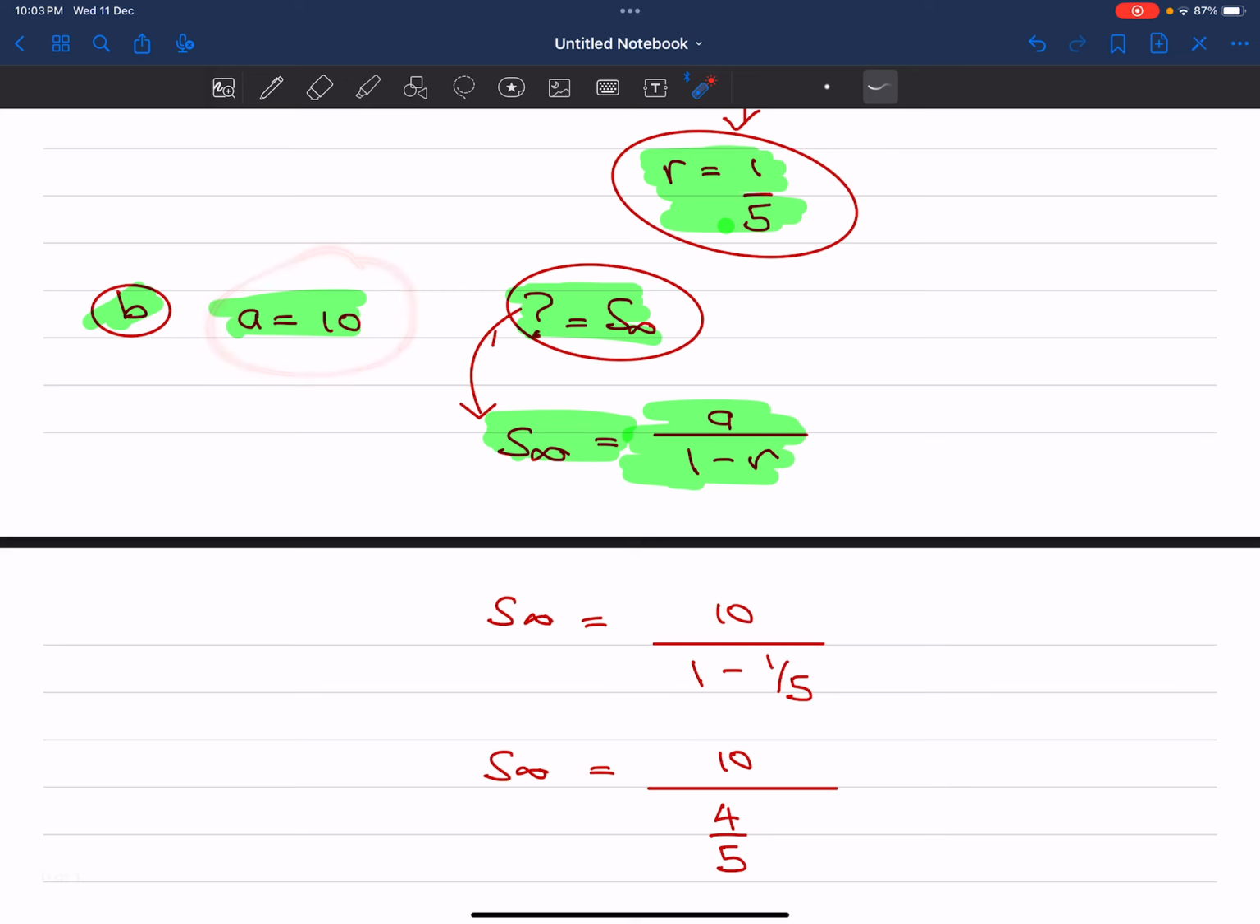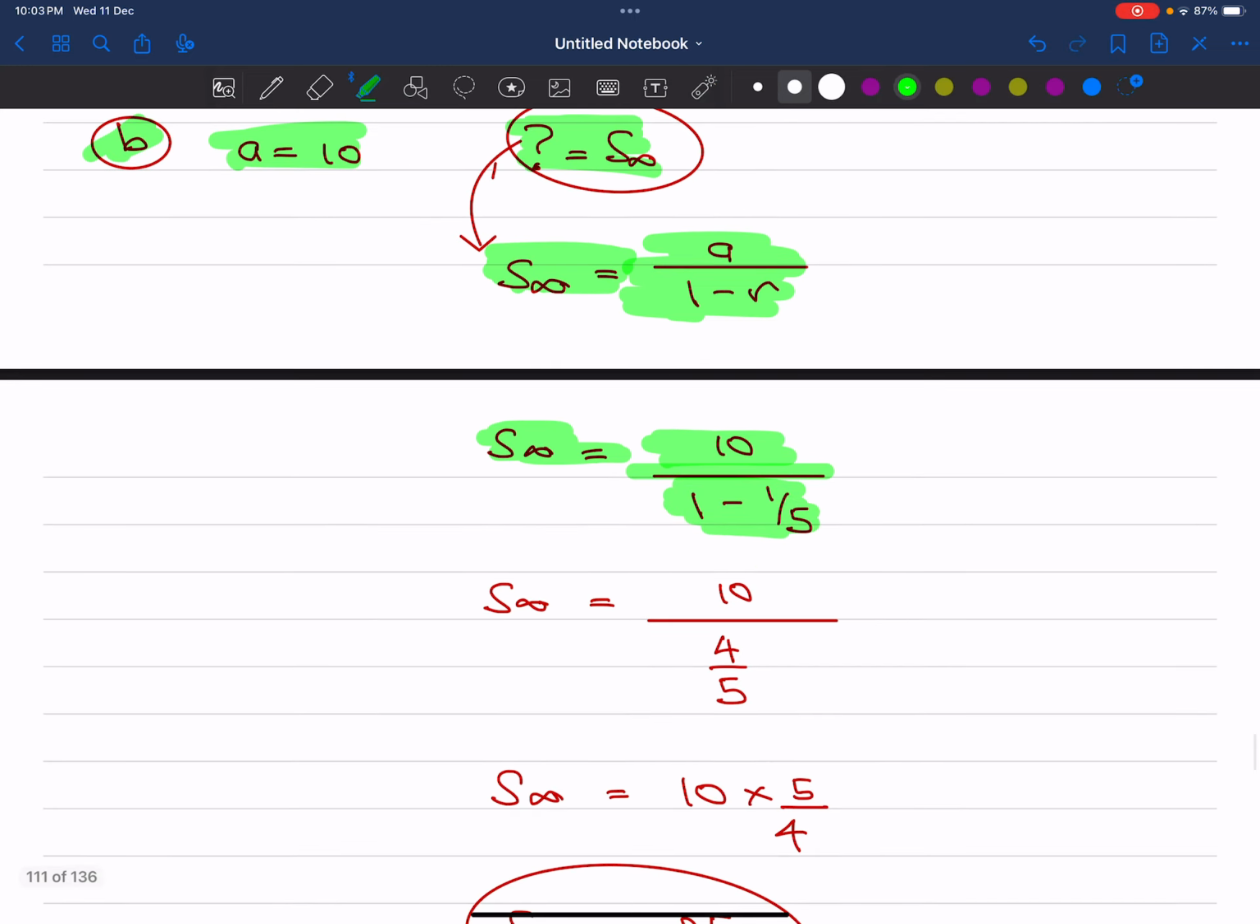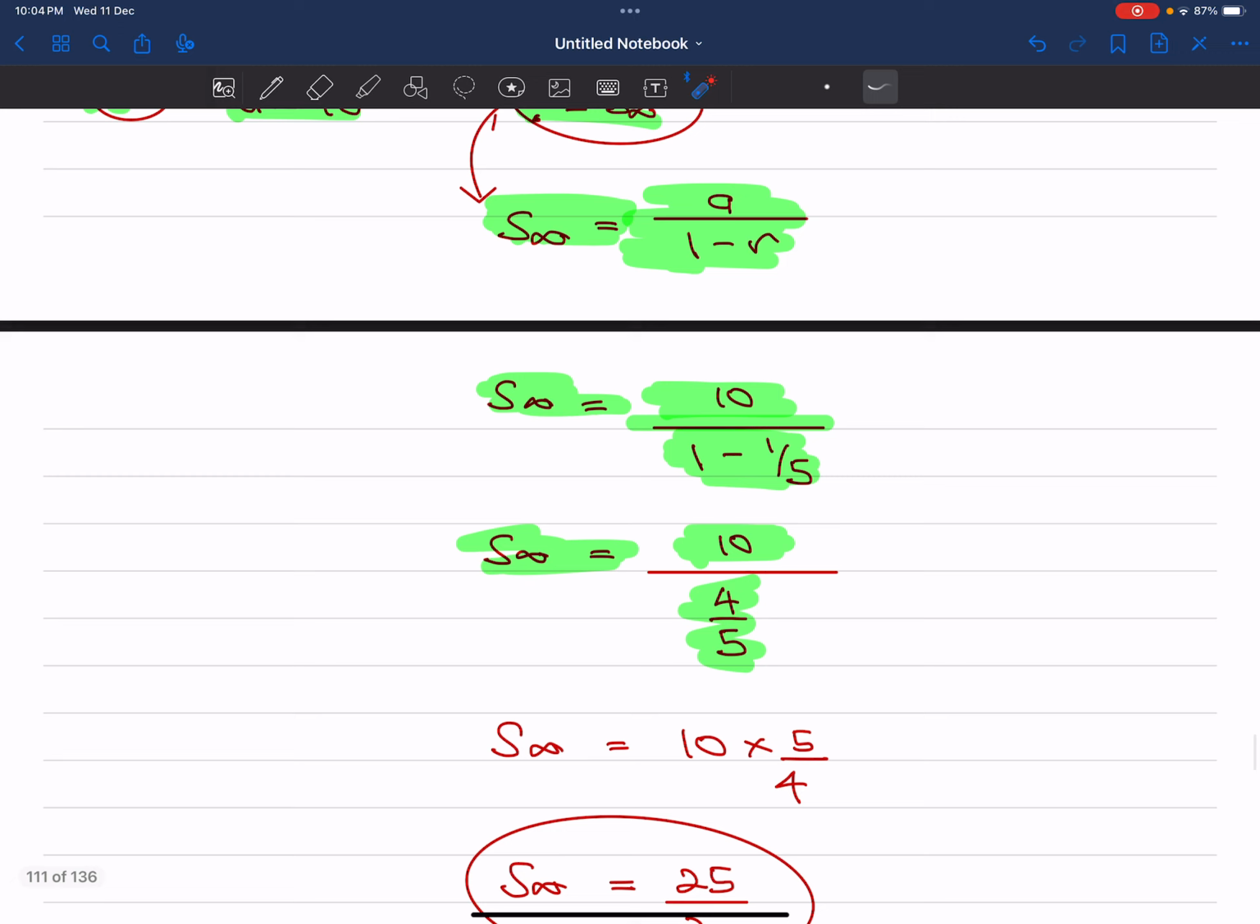Our A is 10. So we have S infinity, A is 10 over 1 minus R. From previous part A, R is 1 over 5. Sorry, that would be 1 minus 1 over 5. So S infinity, numerator 10. 1 minus 1 over 5 is 4 over 5. And the fraction below, you bring it up, it becomes inverse. So 4 over 5, you go up, it becomes 5 over 4.